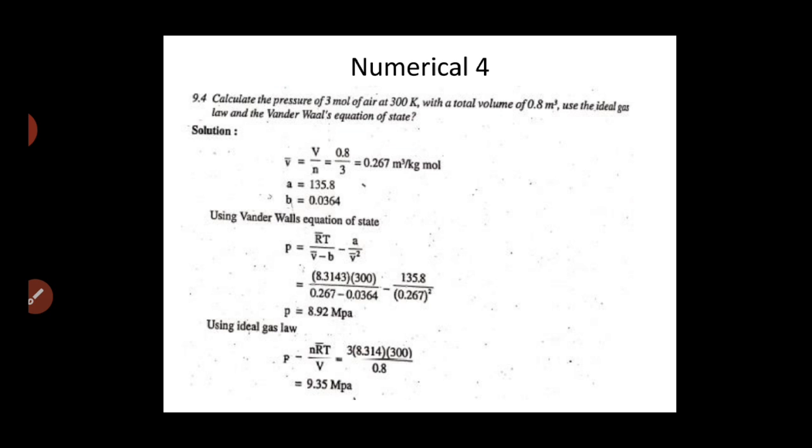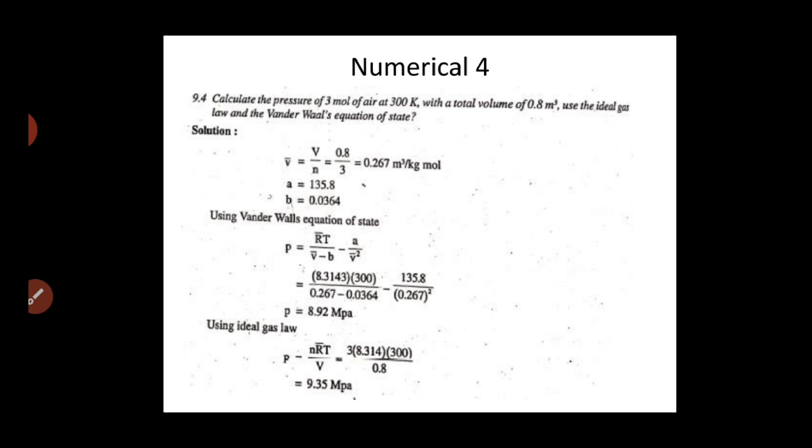So this is the value of the pressure if we calculate using the Van der Waals equation of state, which is for real gas. But if you are using the ideal gas equation, now we'll go for the ideal gas equation. PV is equal to nRT. So P is equal to nRT divided by V. So n, number of moles, is given as 3, into R bar, which is 8.314, into T, which is 300 Kelvin, divided by V, that is 0.8 meter cube. We found this pressure as 9.35 megapascals.